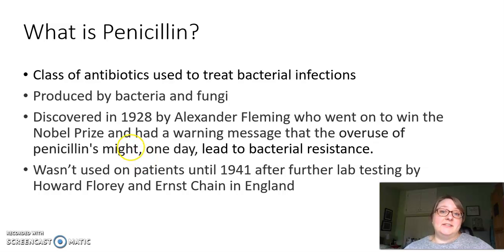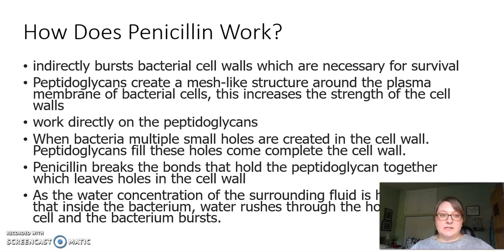For example, MRSA, methicillin-resistant Staphylococcus aureus, has become resistant to the penicillin, and so we're trying to find different ways to be able to fight that bacteria. Penicillin wasn't actually used on patients until 1941 after further lab testing by Florey and Chain out of England. So it was like a 20-some-year gap before it was actually used on a patient after it was discovered.